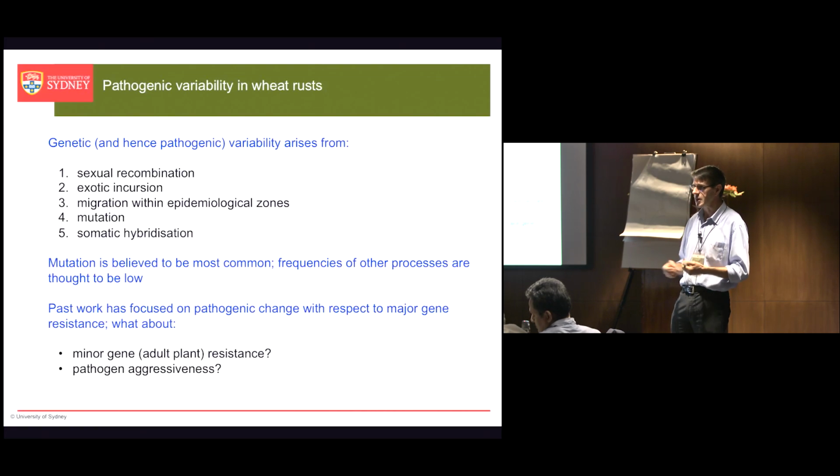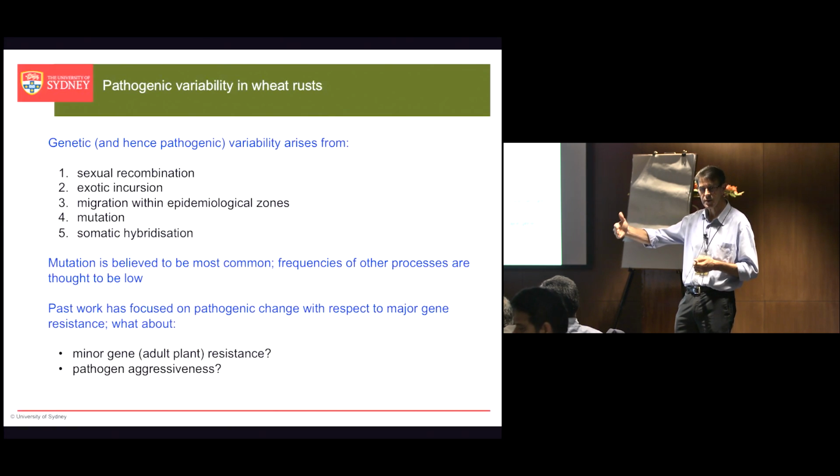If we're going to use these adult plant resistances, these minor gene resistances, more and more commonly in future, then it makes sense that our work on the variability being generated in these rust pathogens should also look at potential changes with respect to virulence on those minor genes.